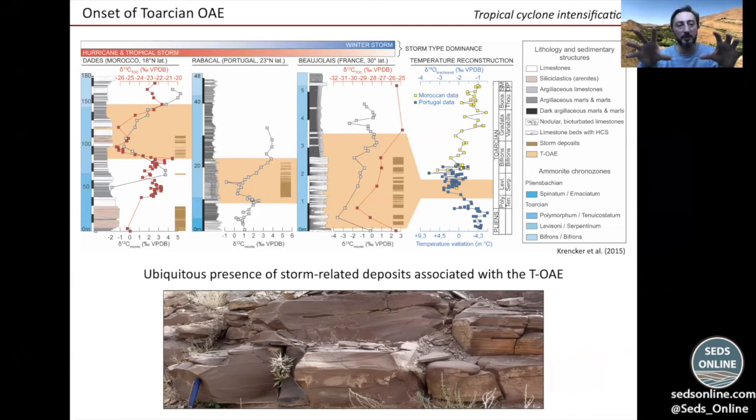Here, the point was that this interval where we can see storm beds is actually getting deeper during the Toarcian. And from Morocco, we can say that it's getting deeper, but during the onset of the negative carbon isotope excursion.